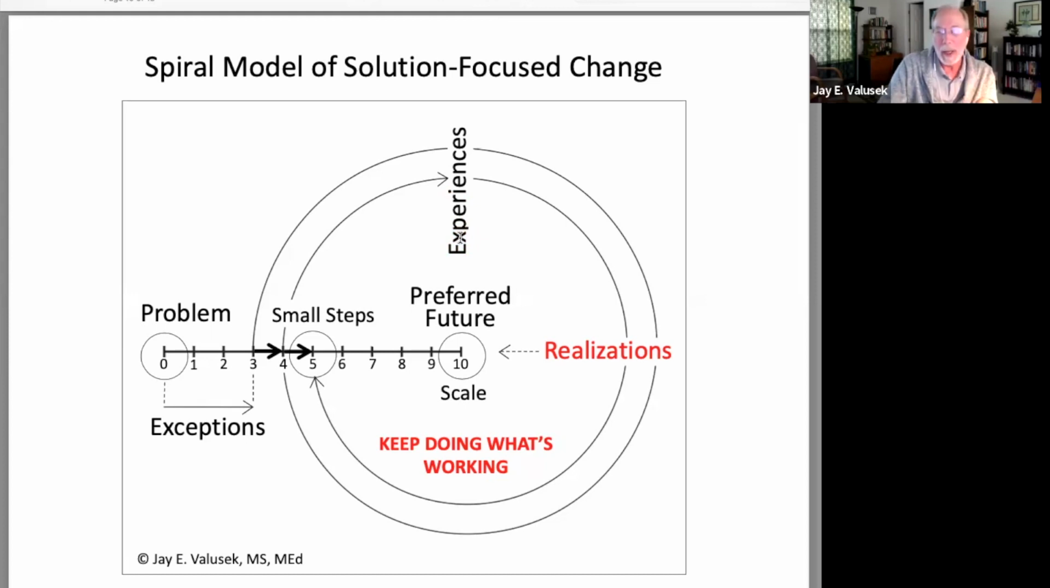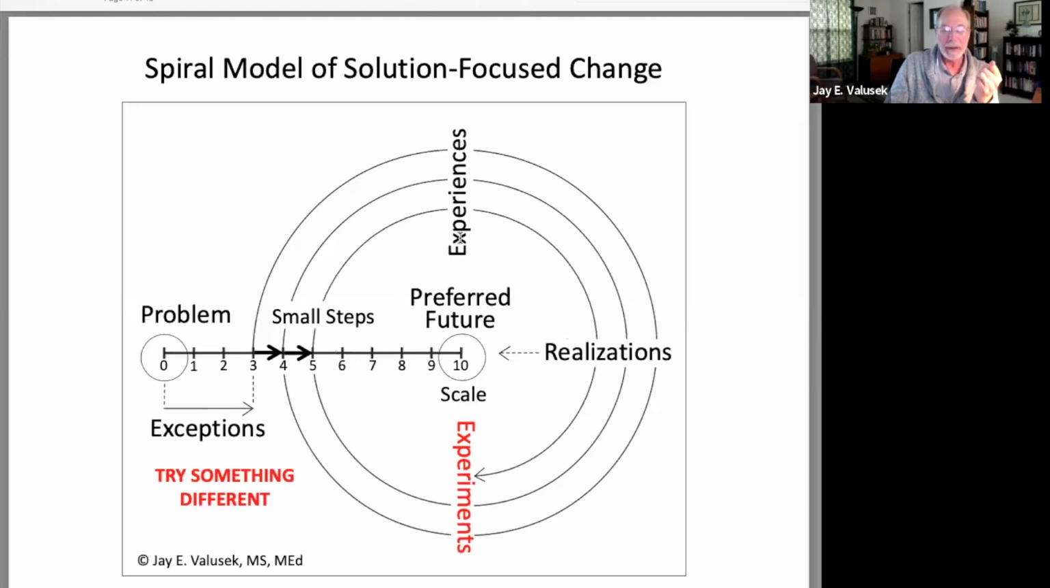And meanwhile, here's where the loop comes in. You don't forget about realizations. You keep an eye on them. So you're now passing through. Now you've got experiences, exceptions, and realizations, and you keep doing what's working as well as doing again what used to work.